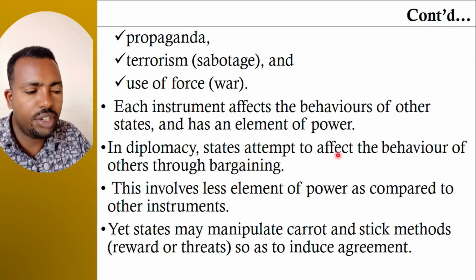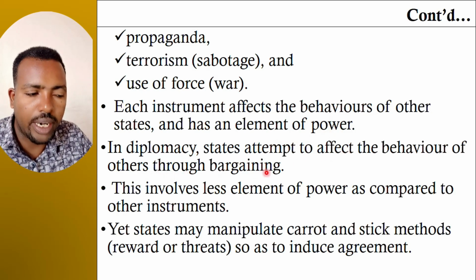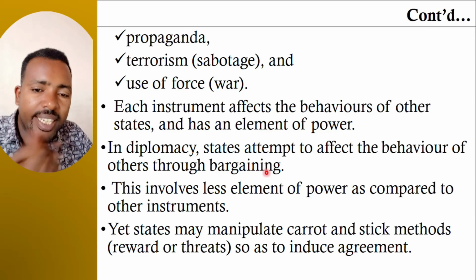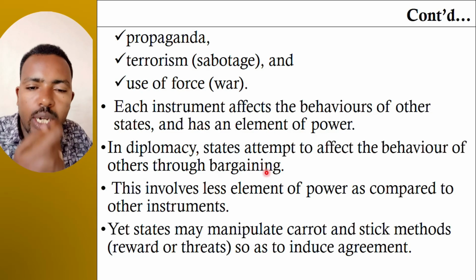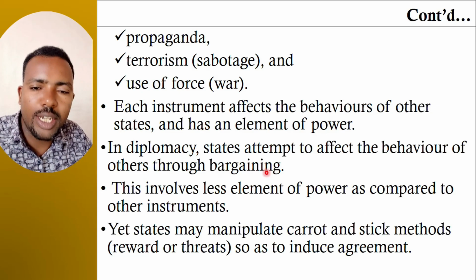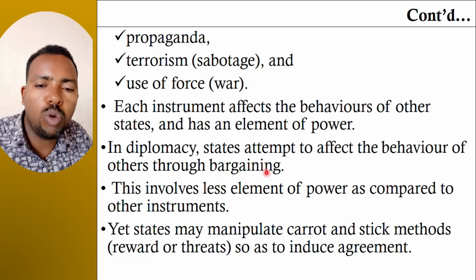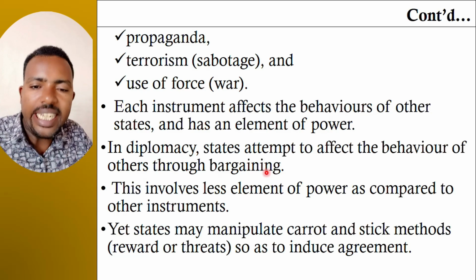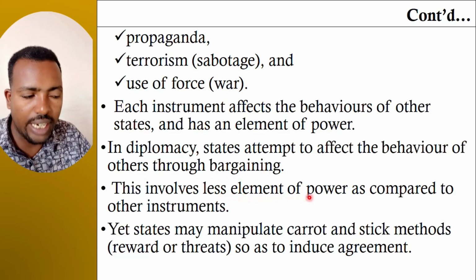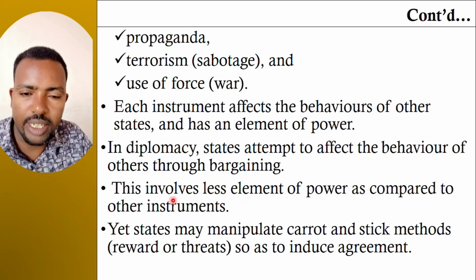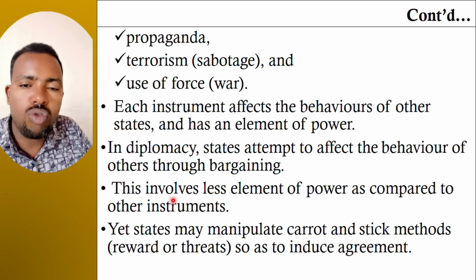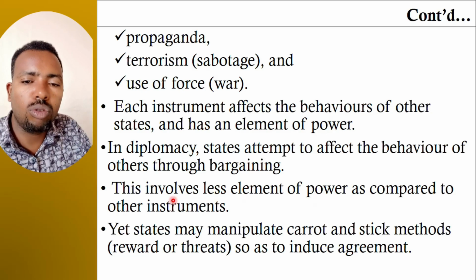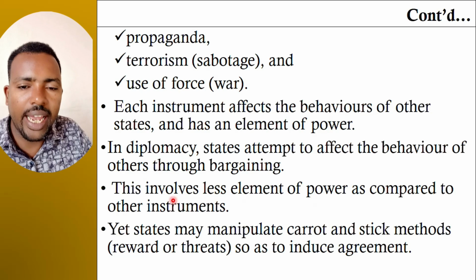In diplomacy, states attempt to affect the behavior of other states through bargaining, through negotiation. A state uses negotiation as an instrument to influence the behavior of another state. This includes the capacity of diplomats and the instruments they employ to convince the state to agree to their terms, their needs, and interests. This involves less element of power as compared to other instruments. In diplomacy, there is no huge power, but there is less power that we employ to convince states to agree to our terms and our behaviors.